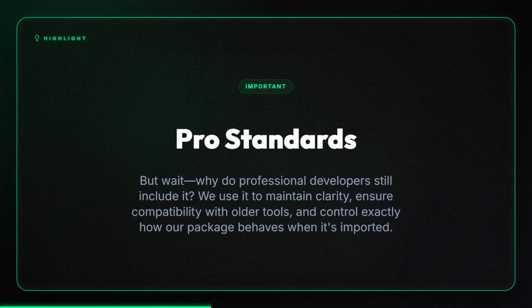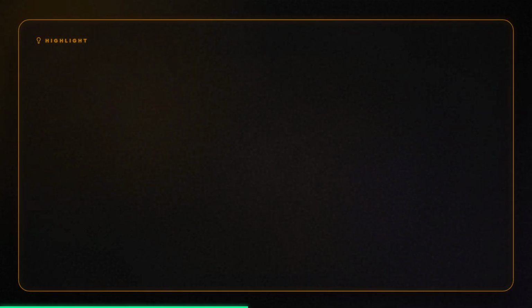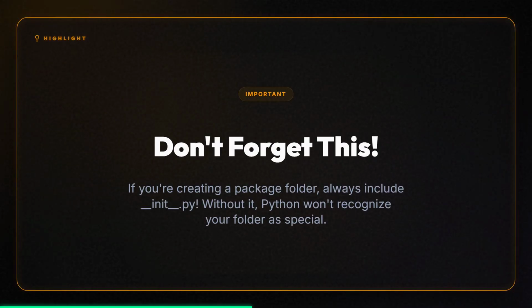But wait, why do professional developers still include it? We use it to maintain clarity, ensure compatibility with older tools, and control exactly how our package behaves when it's imported. You might be surprised, but __init__.py can be completely empty and still work. Let's see an example. If you're creating a package folder, always include __init__.py. Without it, Python won't recognize your folder as special.